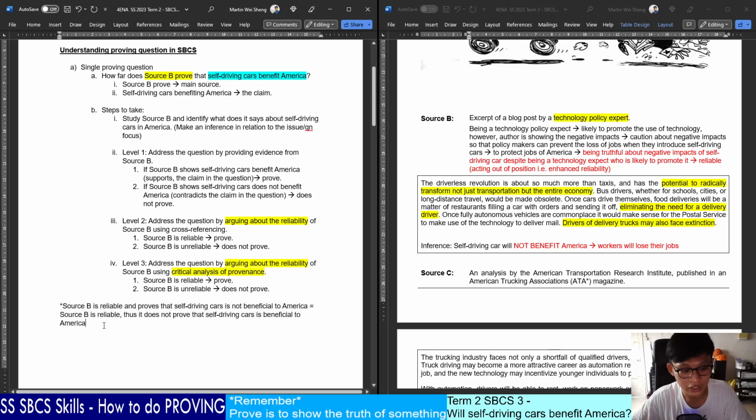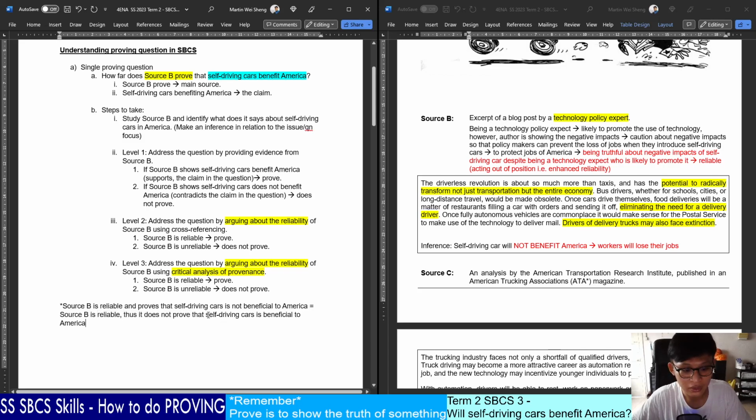I just want to point it out to you because some of you might say, teacher, isn't the statement beneficial? Now why do you change it to not beneficial? So if we want to ensure that the claim remains the same, we would have to say it does not prove that it is beneficial, because in fact it proves that it is not beneficial. Then you might say, sure, but over here you say unreliable source does not prove. So why do you now say it is reliable and it does not prove?